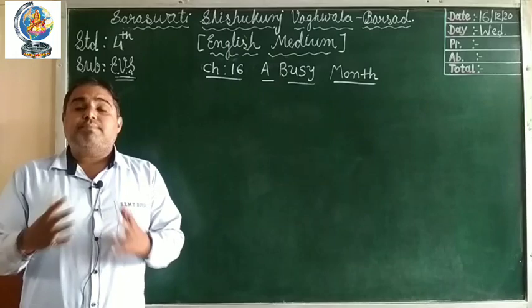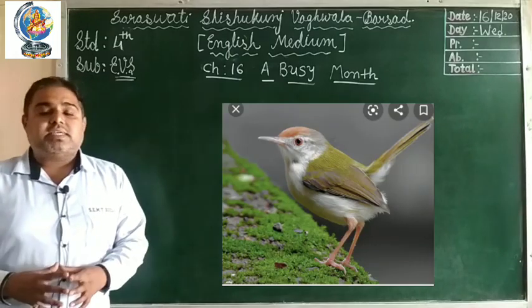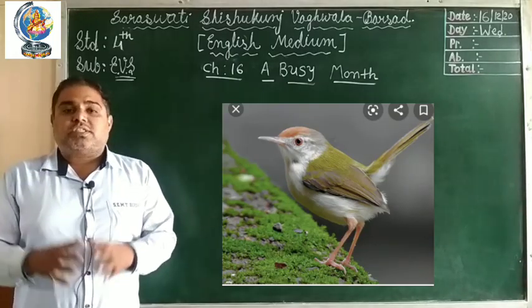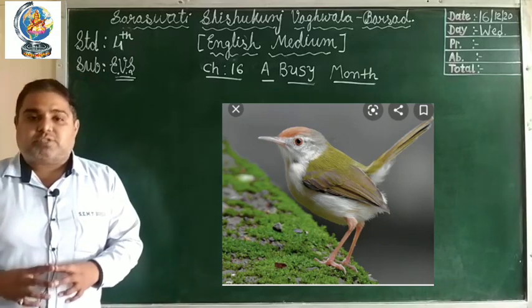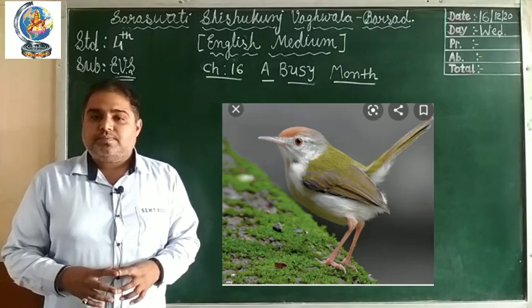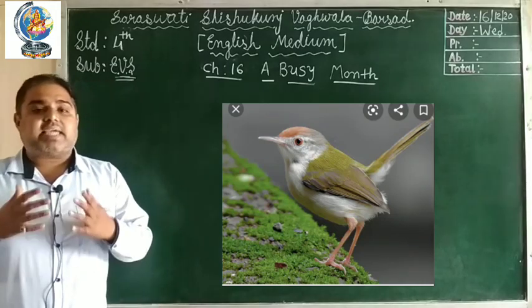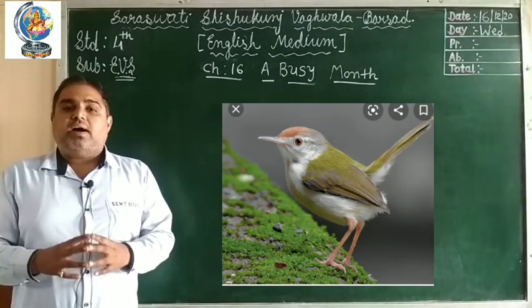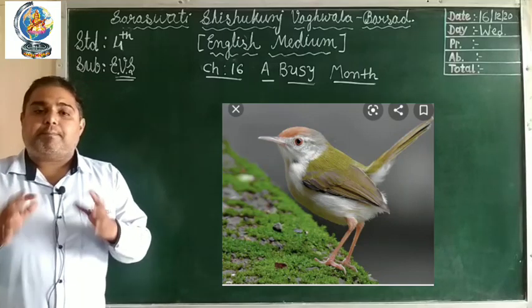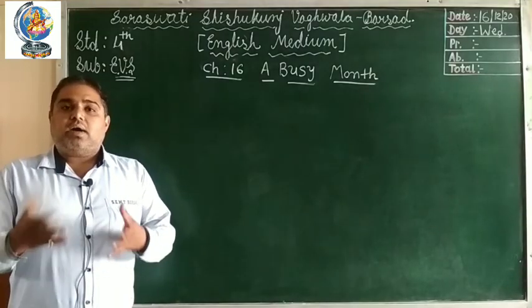Students, the tailor bird, another bird, uses its sharp beak to stitch together two leaves on a bush. It stitches two leaves because it lays its eggs in the fold of the leaf that it has made.